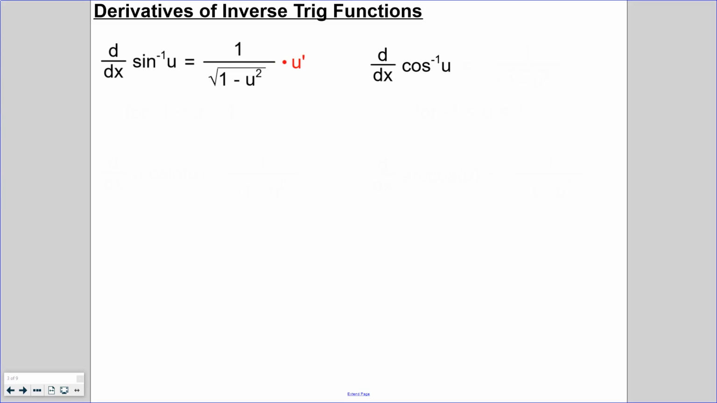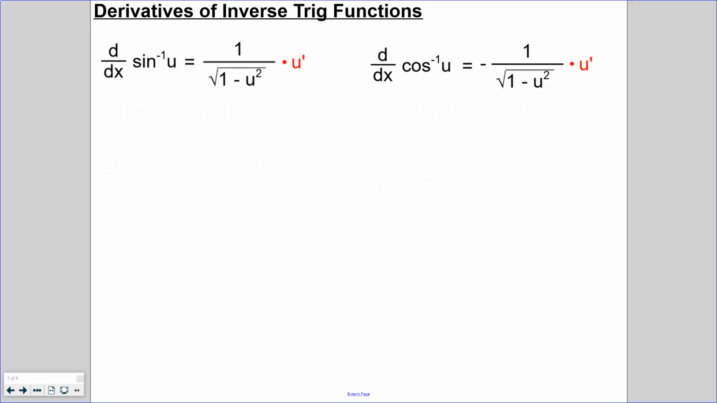Now moving on to the derivative of inverse cosine, it's going to be very similar. The only difference is that we're going to have a negative in front of it. So the derivative of inverse cosine is equal to negative 1 over the square root of 1 minus u squared. And again, if we do need to use the chain rule, we will have to multiply by u prime.